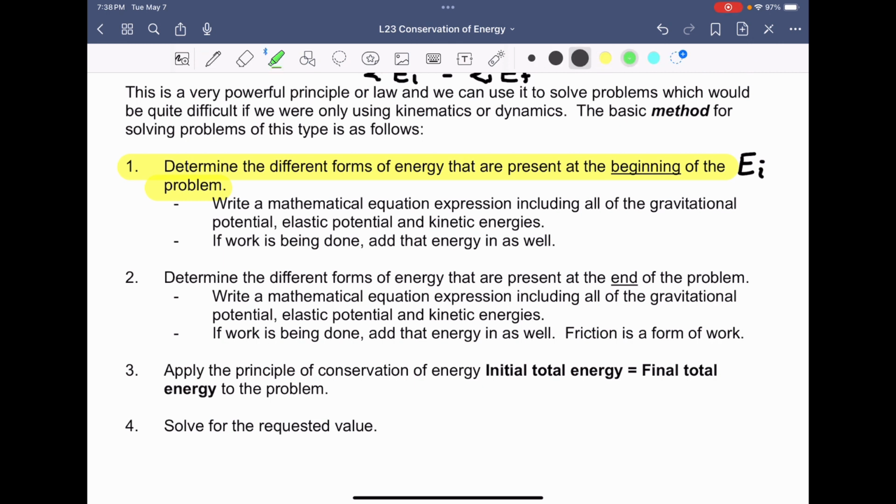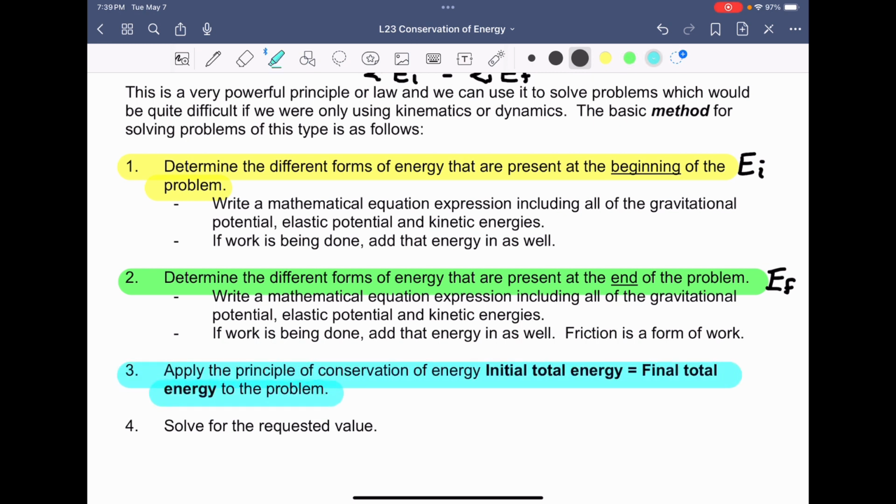Once we establish what's happening at the beginning, we're then going to shift to figuring out what the end energies are. So is it kinetic, potential? Is it a mixture at the end? We're going to figure that out, and we're going to designate that as our EF, or final energy. We're then going to say that by conservation of energy, the initial energy equals the total energy in the end, or the final energy.